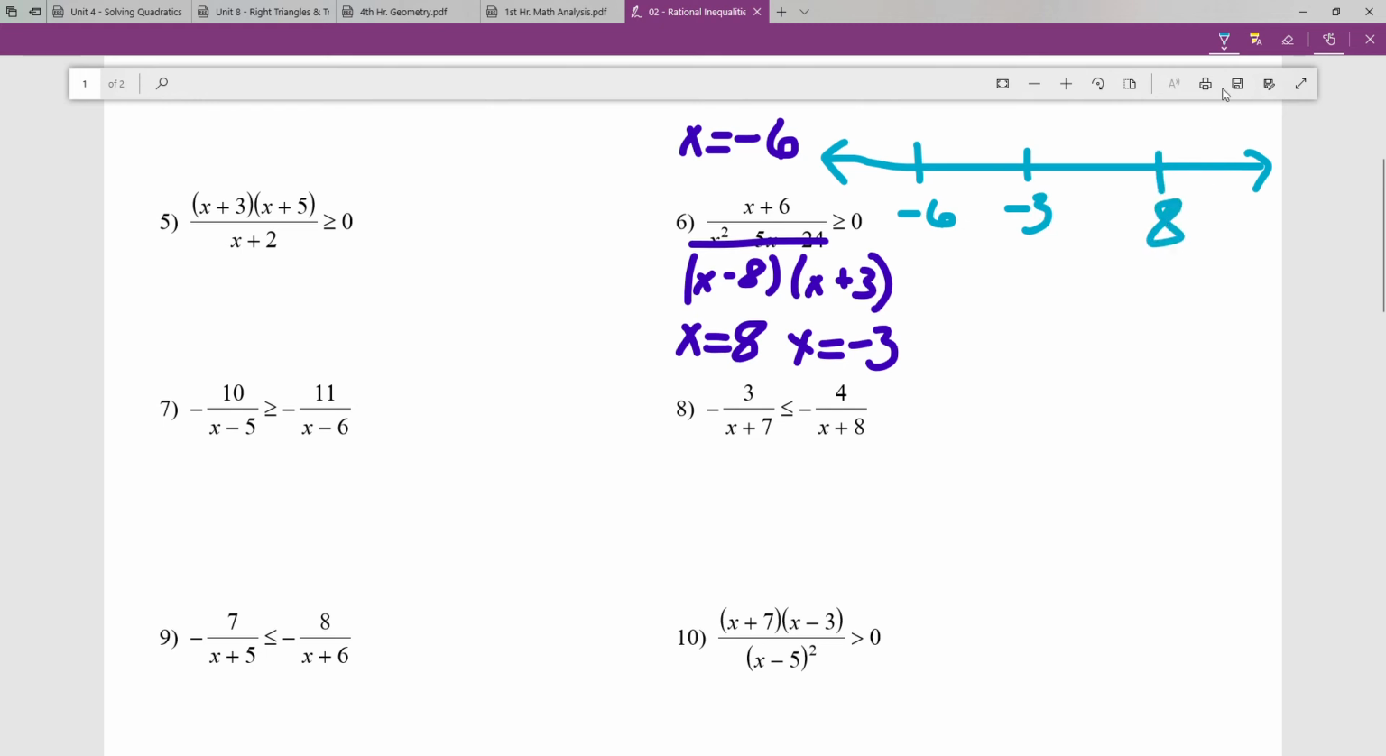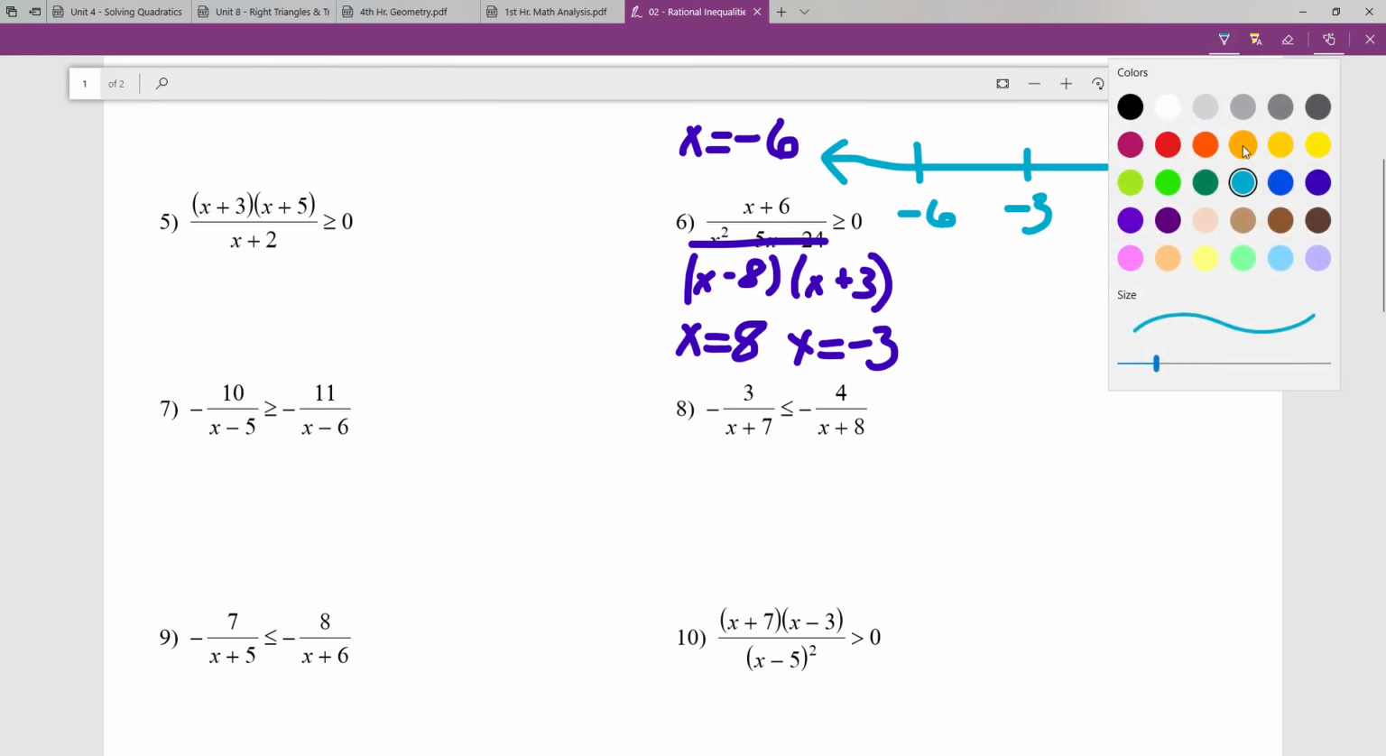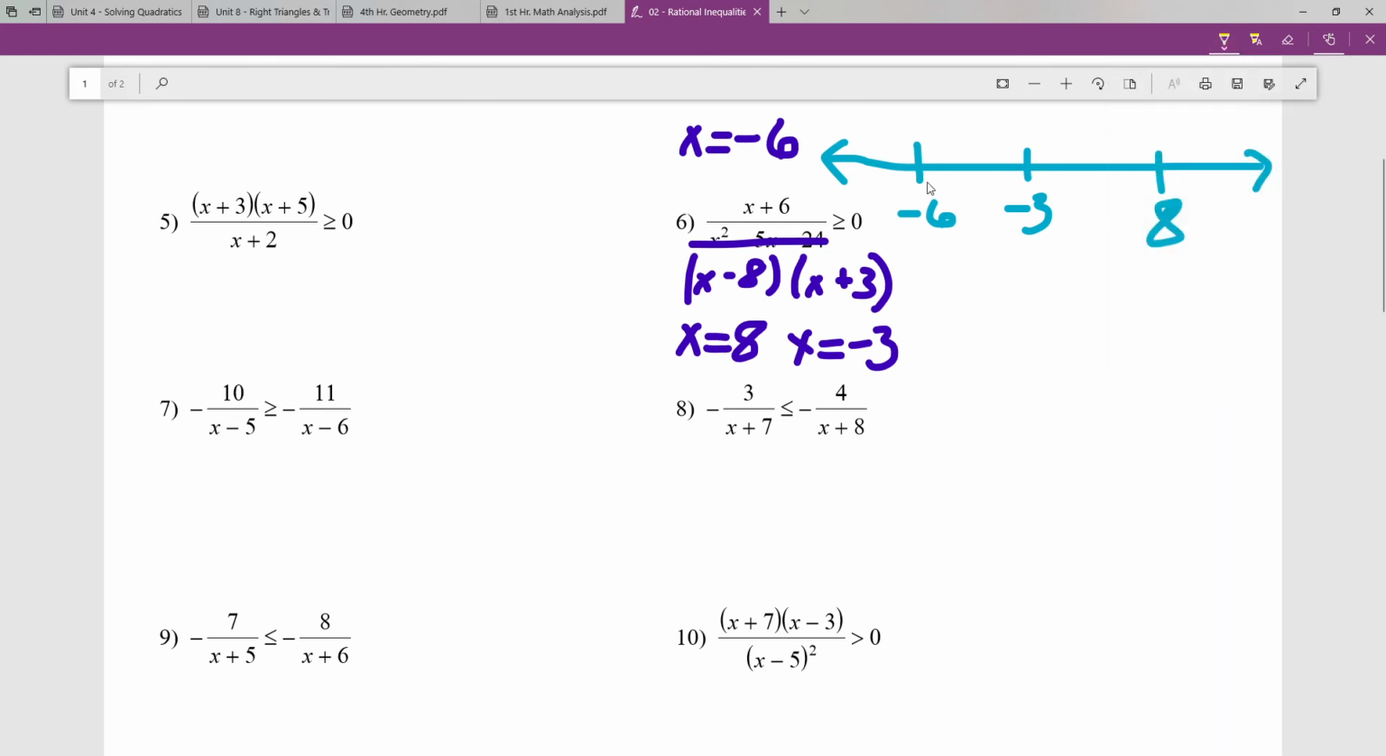And what I'm going to want to do, kind of like before, is choose a number in each of these intervals. So I want a number that's lower than negative 6. So I'm going to choose negative 10. I want a number that's in between negative 6 and negative 3. I'm going to choose negative 5. Between negative 3 and 8, I'm going to choose 0, and with 8 or above, I'm going to choose 10. So this is going to tell me which ones of these intervals work.